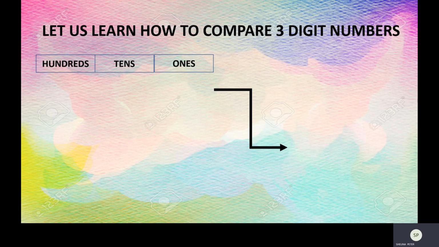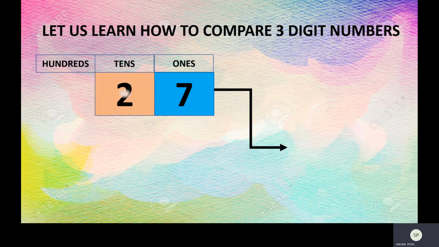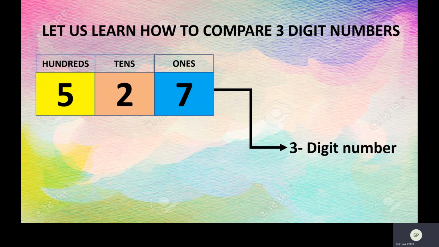Now let us learn how to compare three-digit numbers. So we learn about three digits number. Do you remember? We learn how to represent their place value. So beginning with ones, tens, and hundreds. So 7 is at ones place, 2 is at tens place, and 5 is at hundreds place. So this is a three-digit number.